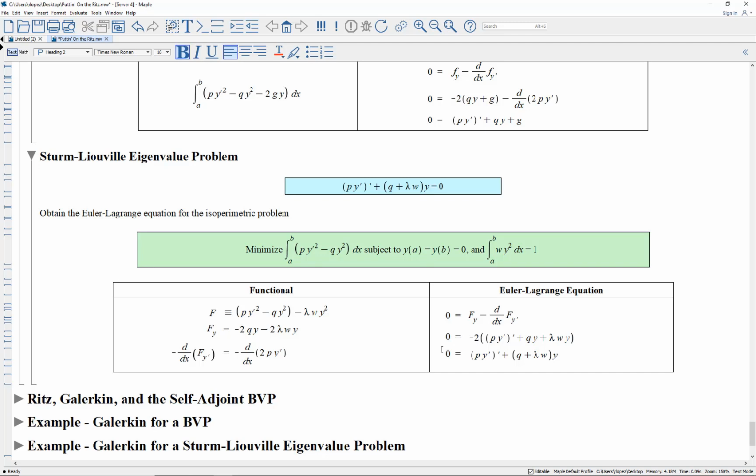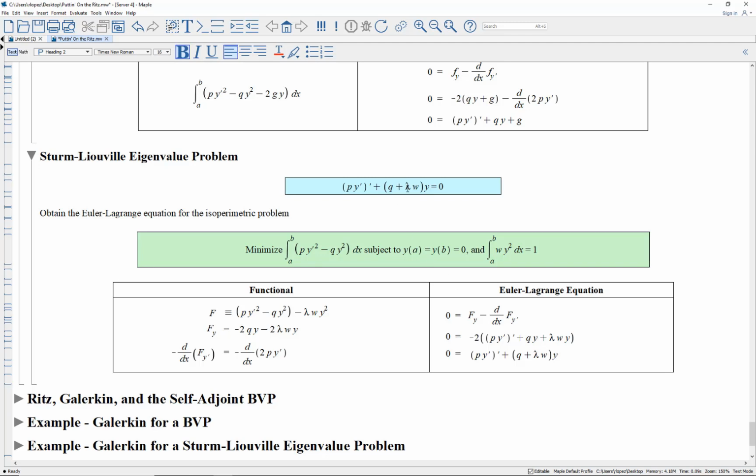So when you put it all together, which is what we're doing here, you have a minus 2 here, here, and here, which you can factor out. You have p y prime prime, you have q y, that's this term, and you have lambda w y, that's this term, and if you factor out the y from these two terms, you have the Sturm-Liouville eigenvalue problem.